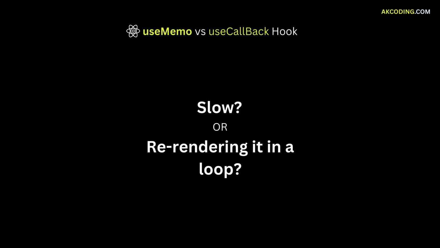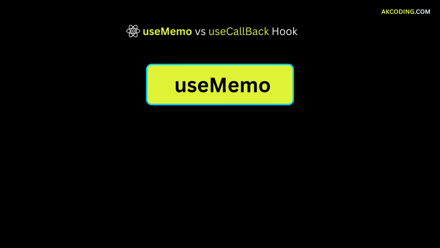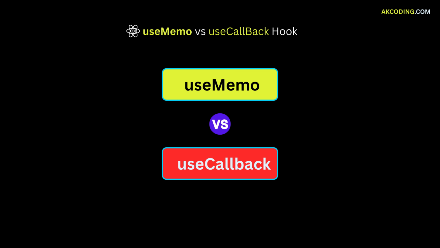Ever felt your React app is slow or re-rendering in a loop, and then someone tells you just use useMemo or useCallback? But wait, which one do you actually use and why? Today we are going to deep dive into useMemo versus useCallback, when to use them, when not to use them, and I will even share real life code examples so you never confuse them again. Let's make your React code faster, cleaner and smarter.